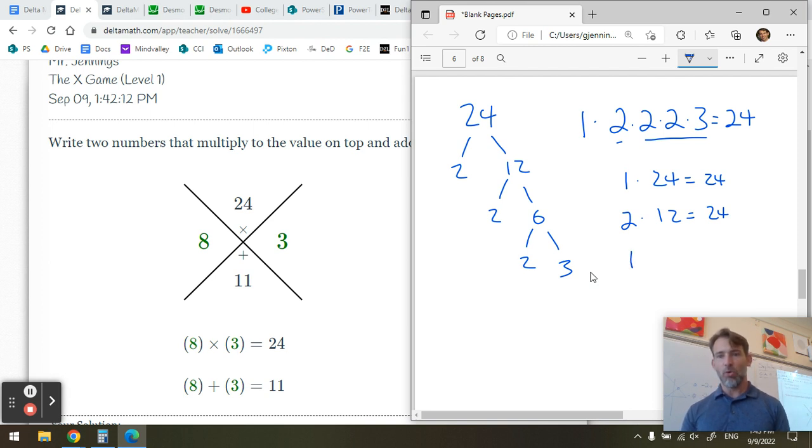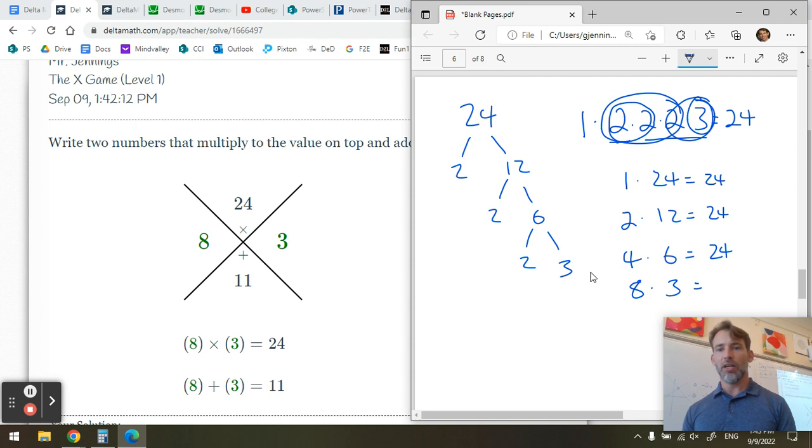I also have 4 times 6, and that would equal 24. That would be grouping it this way: 4 times 6. There's one last way to group it, and that's all the 2's together against the 3, and that's 8 times 3. And so all I've done is looked at all the different possible ways to multiply to 24, but this one, 3 times 8, adds to 11. So that's our solution.